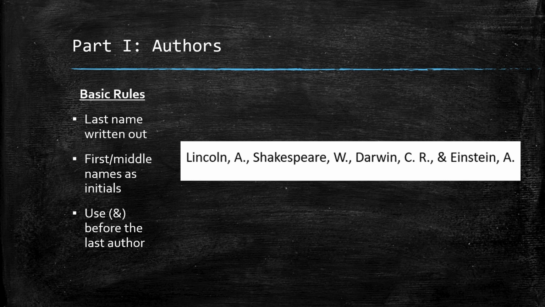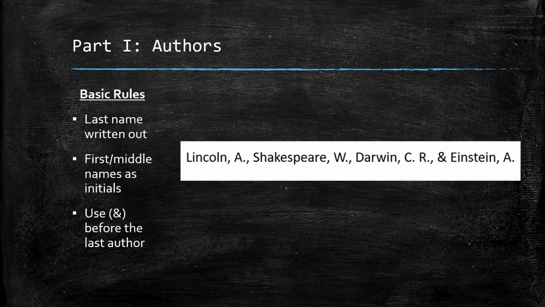Again, following Shakespeare, we will put another comma since we have a third author. For Charles Darwin's name, he's going to use his middle name as well, which is Robert. So in the citation, his name would be listed as Darwin, comma, first name initial, period, followed by his middle name initial, period. Finally, we need to place one more comma for our final author. In addition to the comma, we also need to place an ampersand, since Albert Einstein will be the final author. Now we can finish the author section with Einstein, comma, first name initial, and period.